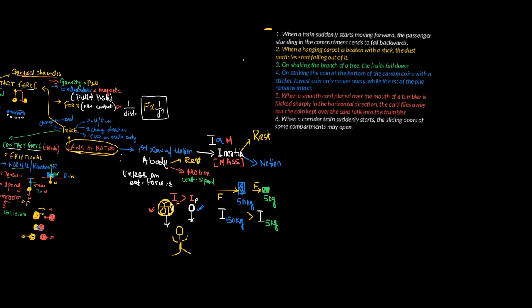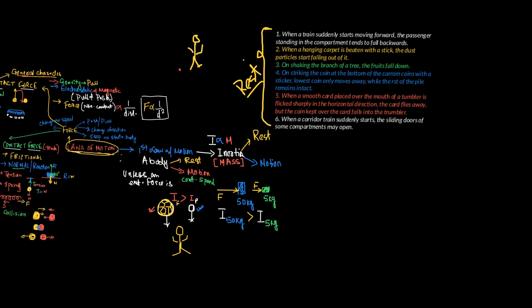So how do you remember these are inertia of rest? Let me see how to remember. Yeah, these are for inertia of rest. Let me draw it. This is for inertia of rest. Let's first go through the consequences. When a train suddenly starts moving forward, the passenger standing in the compartment tends to fall backwards, right? You can imagine this passenger was just standing like this, right?